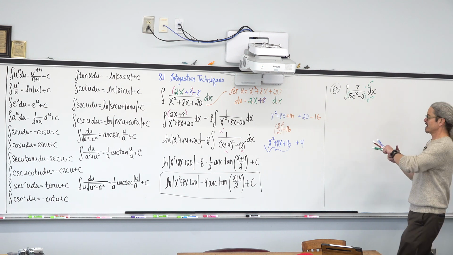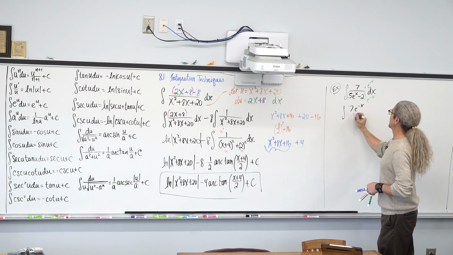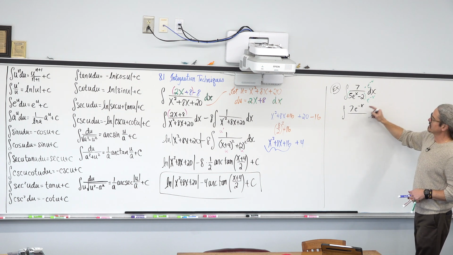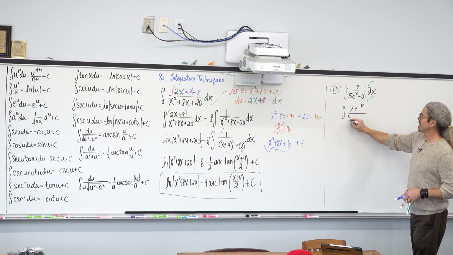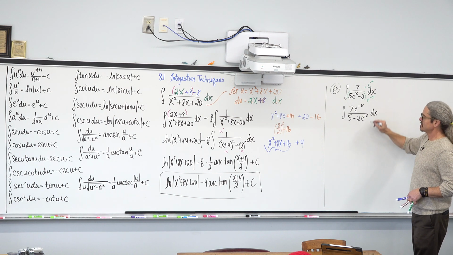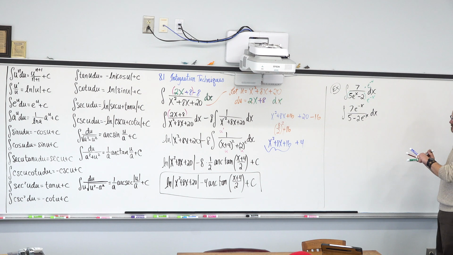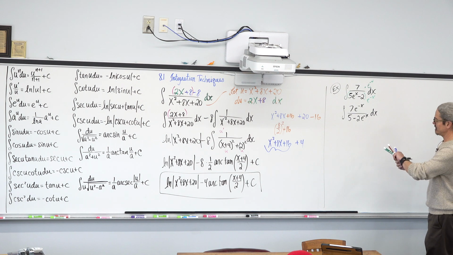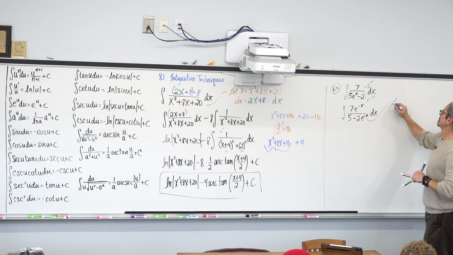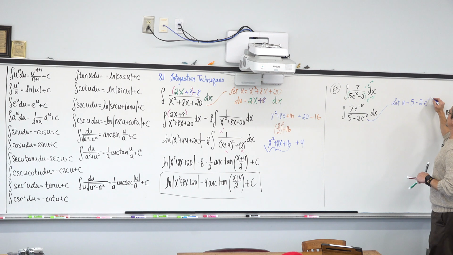So we're going to have the indefinite integral of 7 times e to the negative x over 5 minus 2 times e to the negative x dx, since e to the x times e to the negative x is e to the 0, which is 1. Let me double check. Yeah. So now we're going to let u equal 5 minus 2e to the negative x.